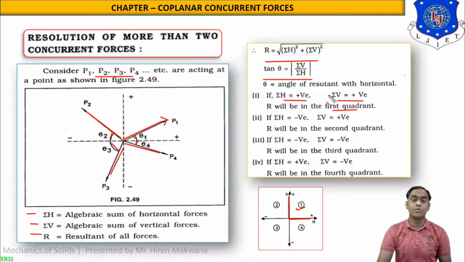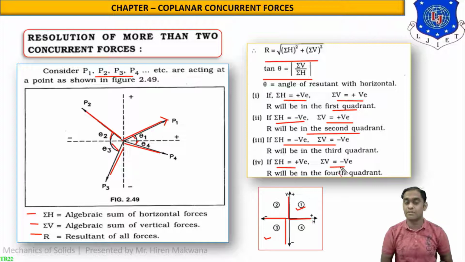Similarly, if sigma H is negative and sigma V is positive, then the resultant will be in the second quadrant. If both are negative, then the resultant will be in the third quadrant. If sigma H is positive and sigma V is negative, then the resultant will be in the fourth quadrant. You are very clear on this. There are four quadrants for the positive and negative values of sigma H and sigma V respectively. So you have to practice these basic fundamentals.